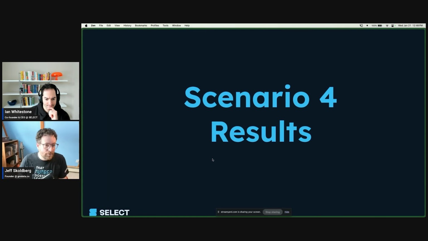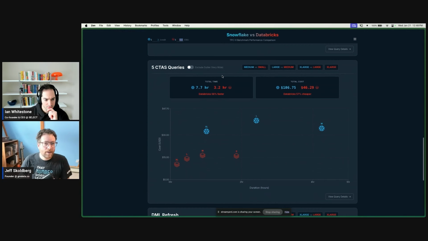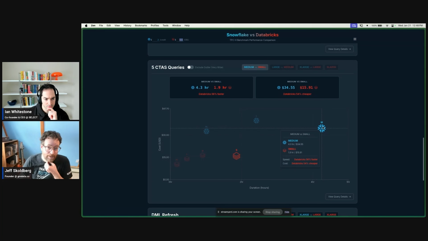Okay, so scenario 4 results. This is with the outlier included, that one query on a medium. It was taking Snowflake this many hours, like 4.3 hours. Databricks ran that same query on the equivalent warehouse size in 1.9 hours. So in just this small versus medium scenario, and we'll look at others because it's really interesting, Databricks is twice as fast at writing this table from scratch than Snowflake is.